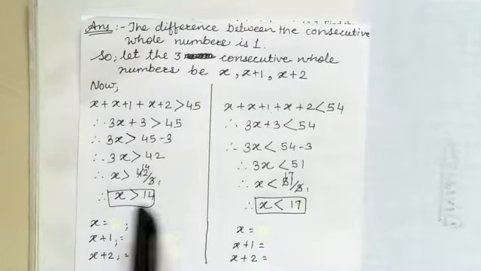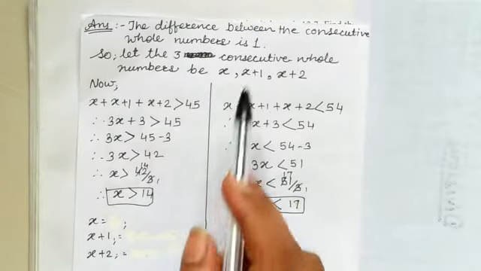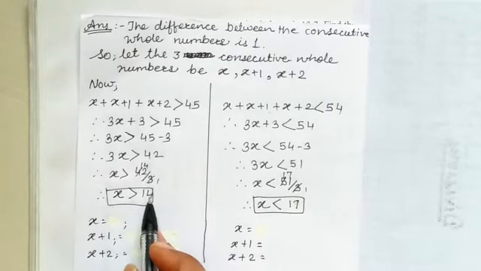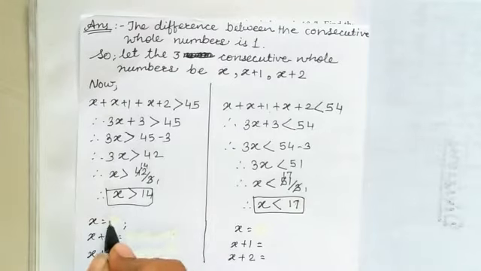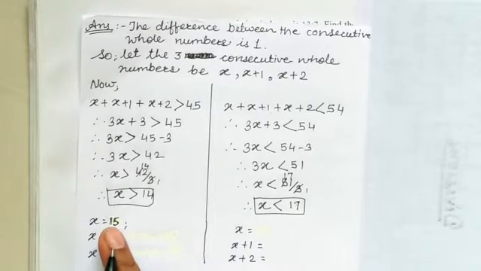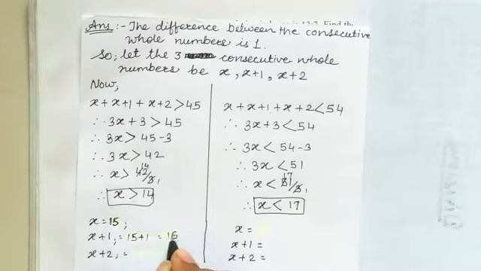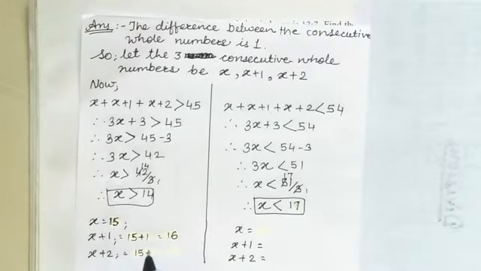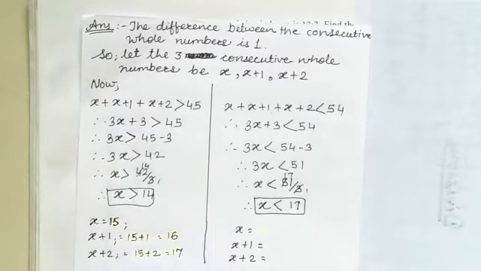Now students, with the help of these two calculations, let's find out the actual three consecutive whole numbers. So here the x is greater than 14. It means the number should be more than 14. So just take the next number of 14, that will be 15. So here x is equal to 15. If the x is 15, then second consecutive whole number will be x plus 1. It means 15 plus 1. So the number will be 16. The third consecutive whole number will be x plus 2. It means 15 plus 2. So the number will be 17.